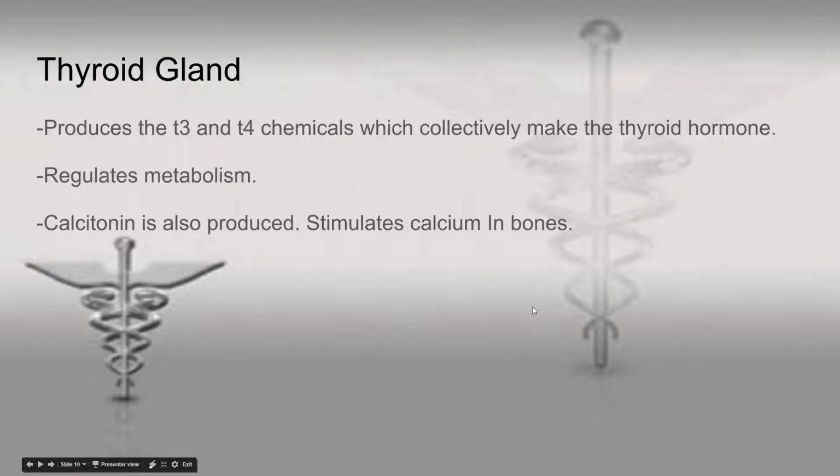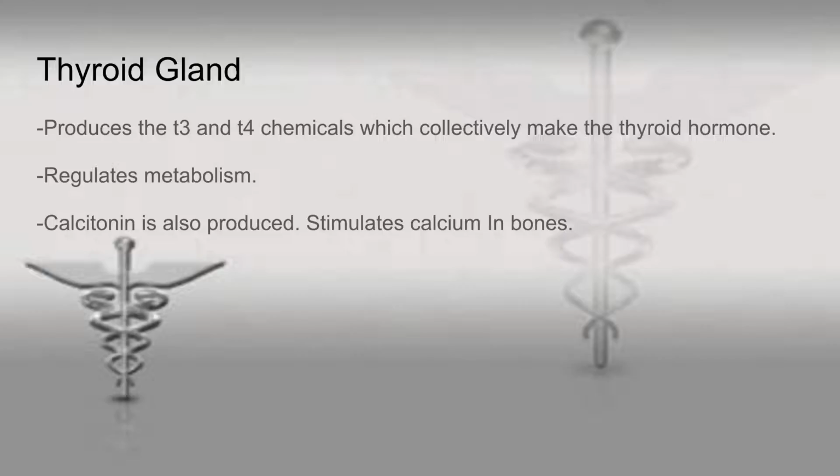The thyroid gland is responsible for secreting the T3 and T4 chemicals, which together make the thyroid hormone. These chemicals help regulate metabolism in an individual's body. Calcitonin is also produced in the thyroid gland and helps stimulate the deposition of calcium in the bones.